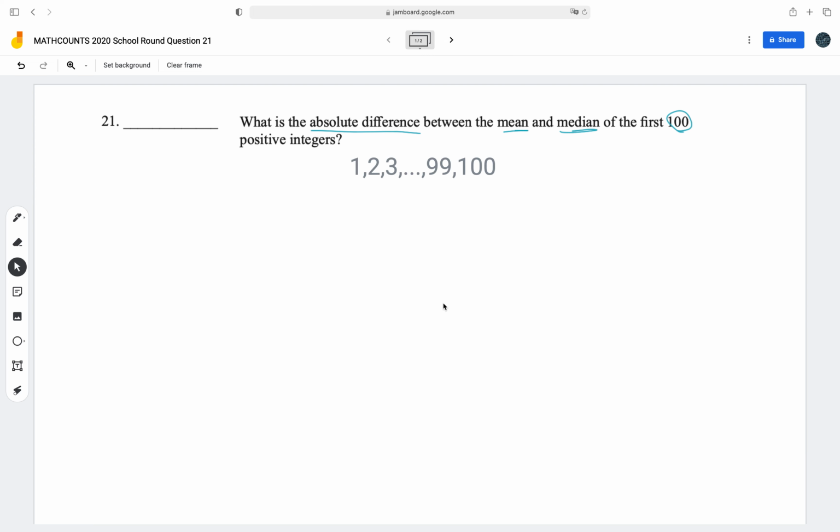So we have two things to do. We're going to have to find the mean, and we're going to have to find the median. So let's first do the mean. The mean is the sum of all the numbers divided by how many numbers. That's 100 numbers because it's from 1 to 100, and the question says 100 numbers. So we're going to divide by 100.